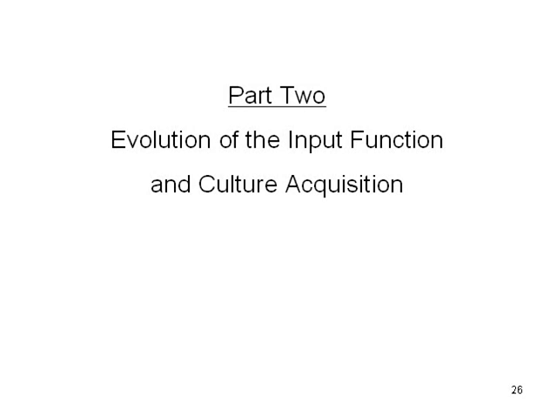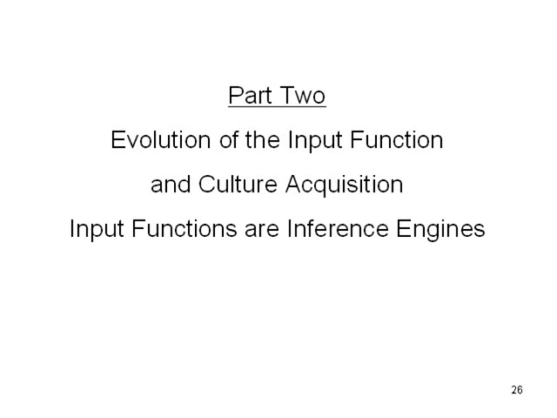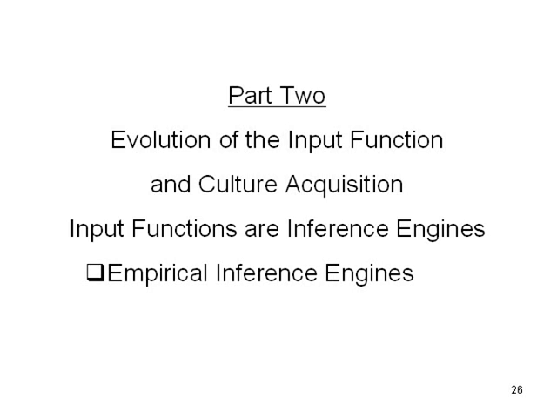Part 2, Evolution of the Input Function and Culture Acquisition. We've said that input functions are, in effect, inference engines. So far, the inferences we've discussed have been empirical, such as a scientist or other careful objective observer might make. For example, a third-level input function infers the presence of a bowl of fruit from a set of perceptions from second-level modules. Or an event-level input function infers that a dog is chasing a cat from transition-level perceptions of a moving dog, a moving cat, and so forth.